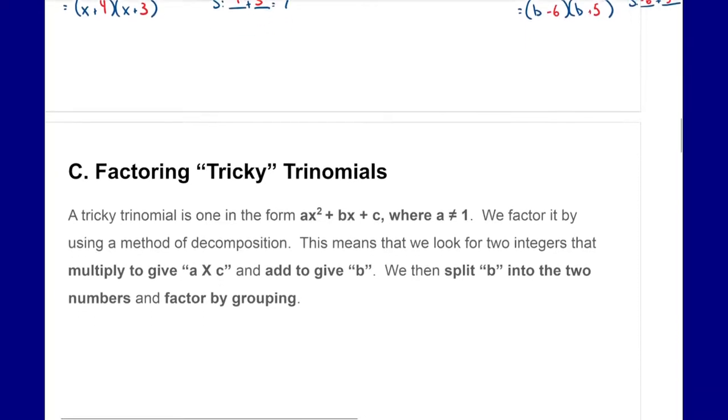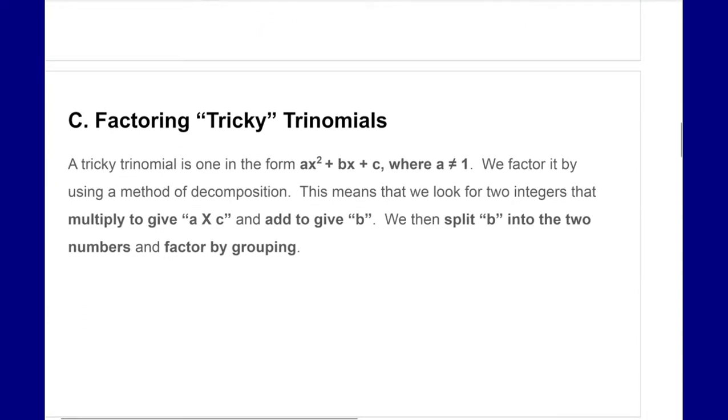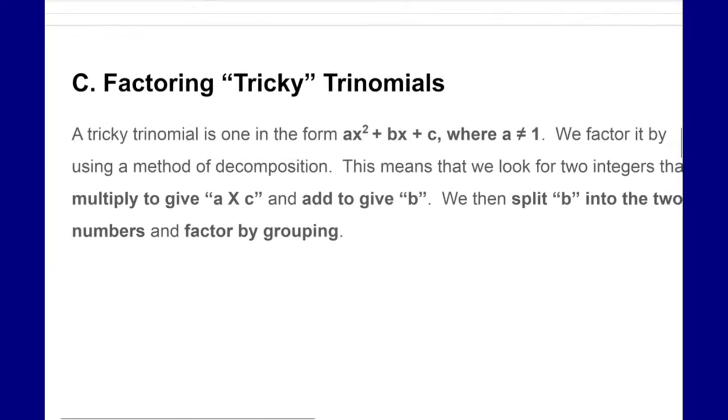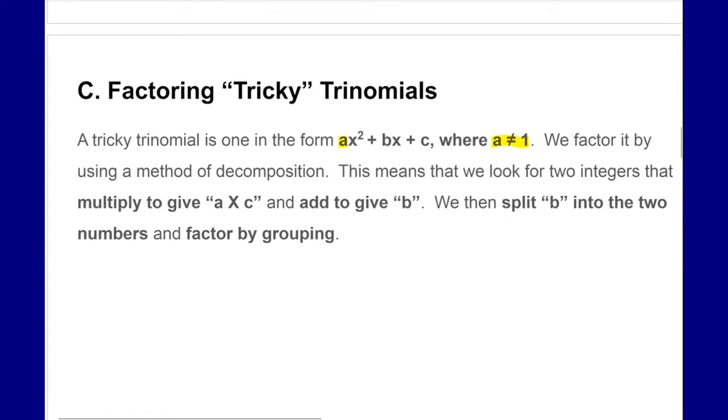Now what we're going to be looking at are tricky trinomials. A tricky trinomial, or complex trinomial, is very similar to the form that we just saw, except the key difference is that the number in front of the x squared term, the variable squared term at the beginning, is not 1. And if we have a value in front, we have to factor by using a method of decomposition.